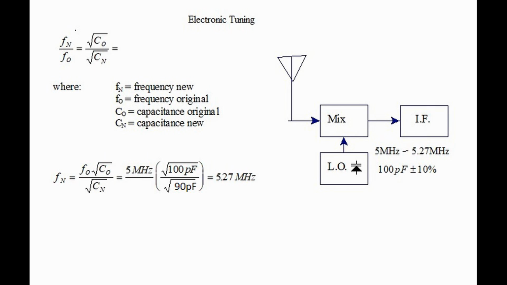The varactor is often used in FM receivers where the frequencies are much higher, and therefore the small changes of the capacitance in the varactor will affect the higher frequencies.